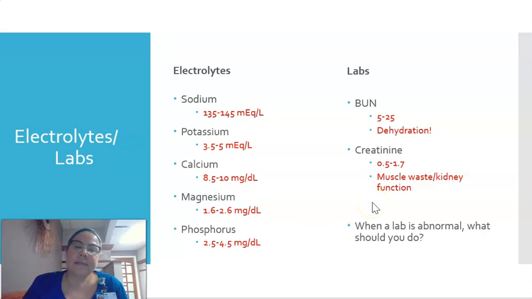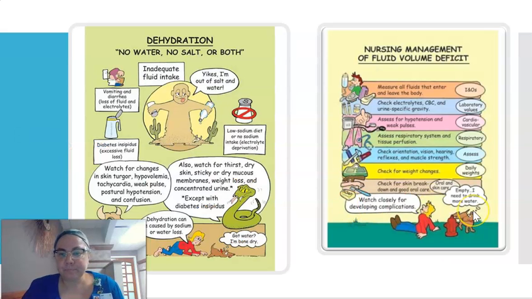The other important thing when it comes to labs, we don't want to just know what the normals are, because the test question's not going to say a sodium level is 130. Is that hyponatremia or hypernatremia? They're going to give you a little bit of a story and then kind of ask you a question based off the manifestations. So I really want you to know what happens when the lab is abnormal and what you do from there.